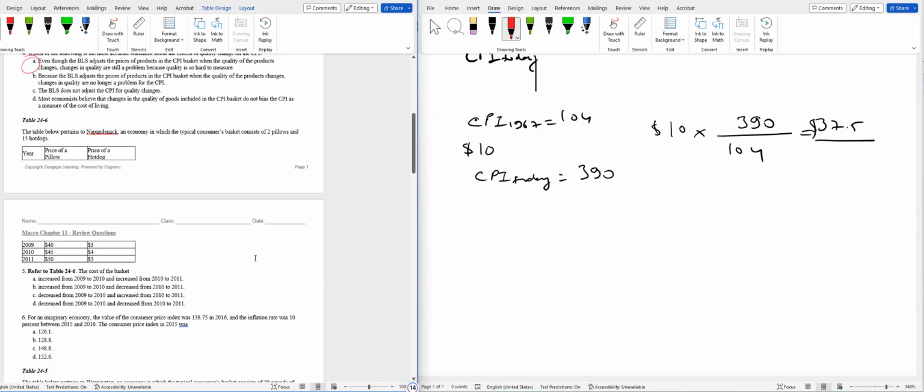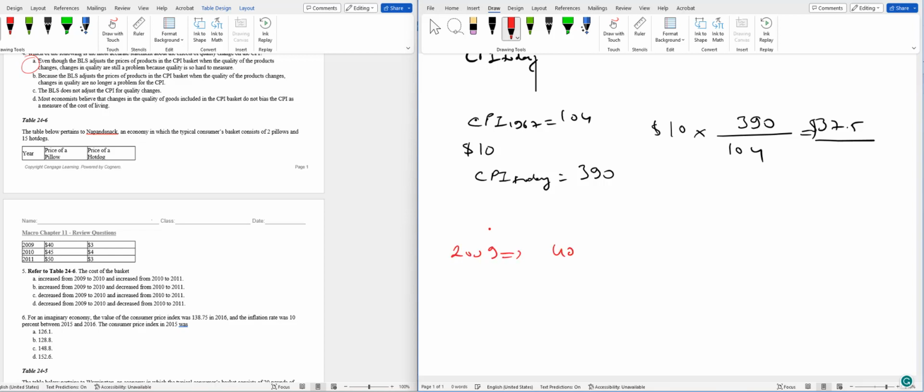Question 5. And in this question, again, you have a table, price of a pillow and price of hot dog. And now you are going to find out the change in cost of basket over the years. So in order to answer this question, we need to calculate cost of basket for each year. Let's start with 2009.